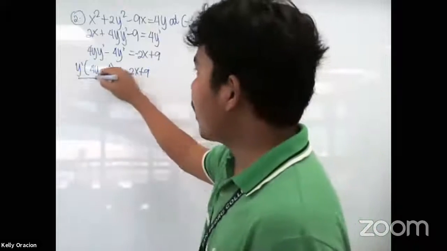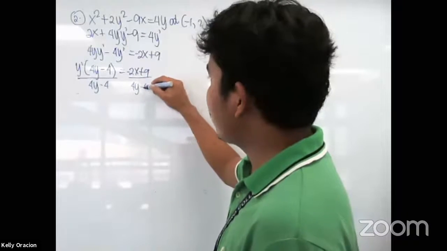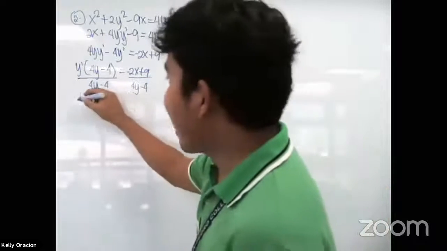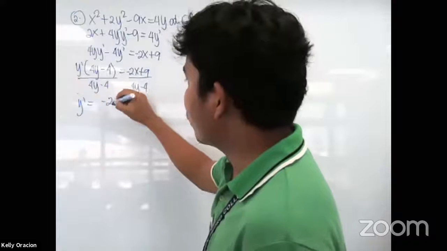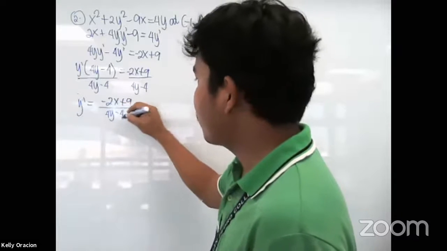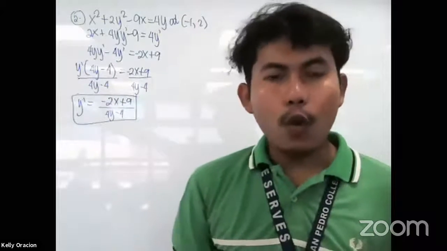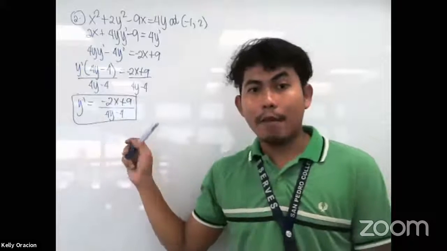Then, we need to divide both sides by 4y minus 4. And you will have your y prime, which is equal to negative 2x plus 9 over 4y. Okay? And this is now your y prime.